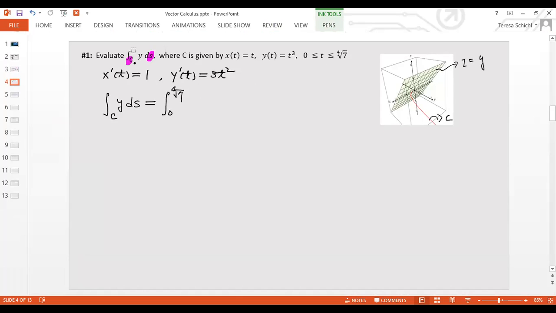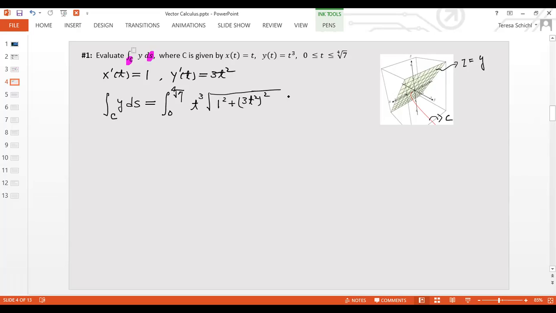Okay, so here's y. y is t cubed. So here I say it's t cubed. And then inside here, it's the square root of (dy/dt) squared plus (dx/dt) squared, right? So (dx/dt) squared is 1 squared, plus (dy/dt) squared is what? This is (3t squared) squared, right?